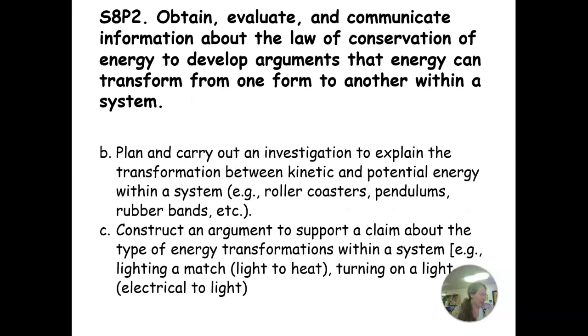This is the standard that we are working on in this unit. So, to talk about the changes between kinetic and potential energy and how energy transforms or changes forms, temperature, heat, and heat transfer.